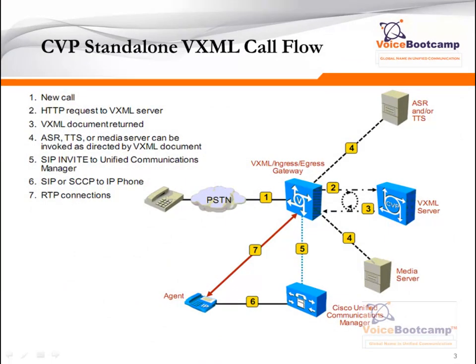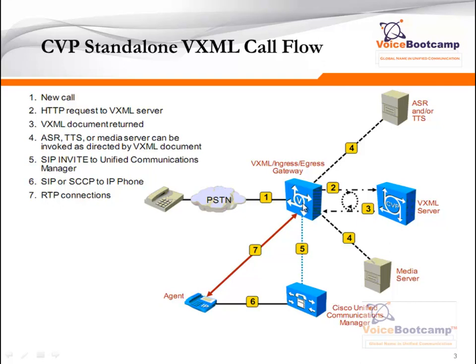Now, a typical call flow within standalone is when a call arrives from PSTN, it will first come into the router ingress gateway, as you can see, step number 1. And step number 2, using an HTTP request, a request will be sent to the voice XML server. The voice XML server will then process the request and send an XML document back to the gateway. When it sends it back to the gateway, basically it's asking the gateway to do further rendering on that particular document.